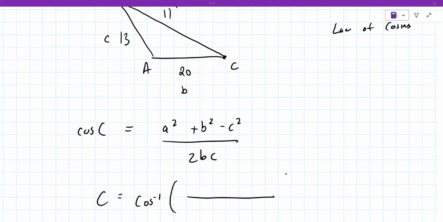Okay, so you just have to put the numbers in like we were doing: 11 squared plus 20 squared minus 13 squared, over 2 times 20 times 13. And it should be reasonable, I mean, it should be a number between 0 and 180. So that's kind of your reasonableness check. It's like, well, does it actually make sense?